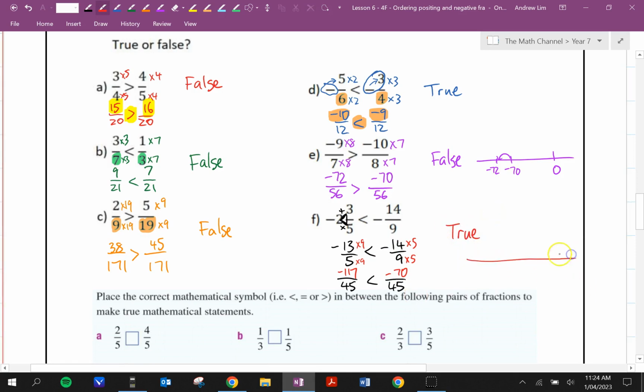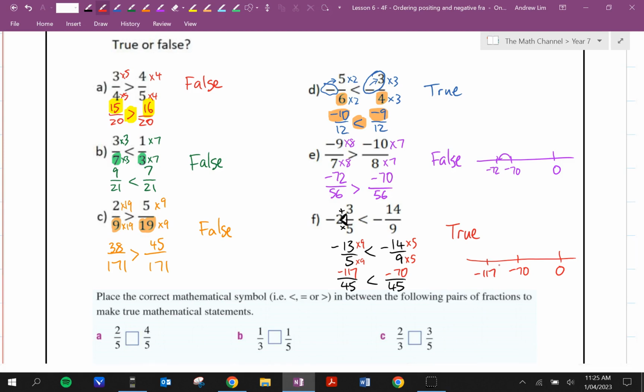Okay, on the number line, minus 70 is over here, minus 117 is down here. So minus 117 is less than minus 70. Now, there's an easier way to do this. Rather than creating equivalent fractions, what we could do is just cross multiply.